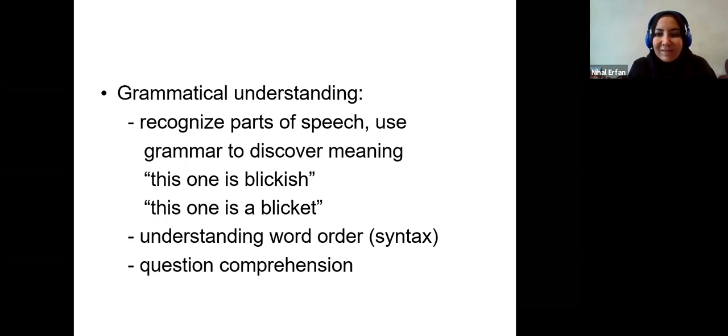Understanding word order is called syntax. So understanding how words are put together in terms of order is called syntax. And then understanding a question. When you ask them a question, do they know that you are asking them something? It depends on how you put the words together. And again, the younger the kids are, it's really important that you use language in a very clear and defined way, so that they don't get lost in translation.